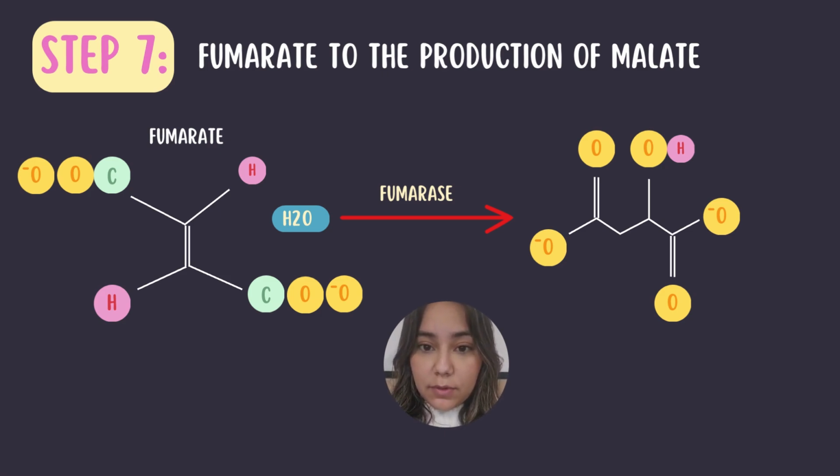Now in this step, fumarase comes into play. Fumarase catalyzes a hydration reaction, meaning it adds a water molecule to fumarate. This reaction is highly specific and occurs stereoselectively, which means it produces only one specific isomer, in this case malate. More specifically, the water molecule is added in a way that introduces a hydroxyl group to one of the carbons in the fumarate, resulting in malate as the final product. This is a crucial step because malate serves as a substrate for the next reaction.